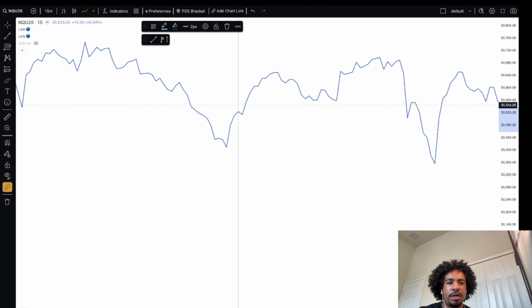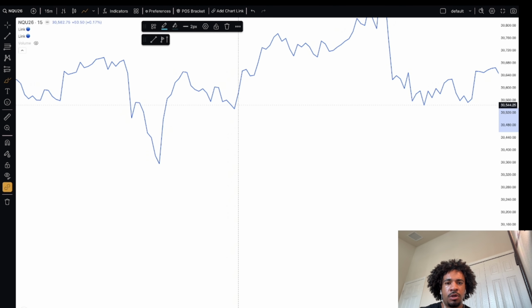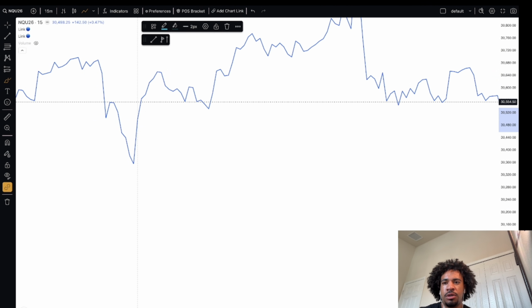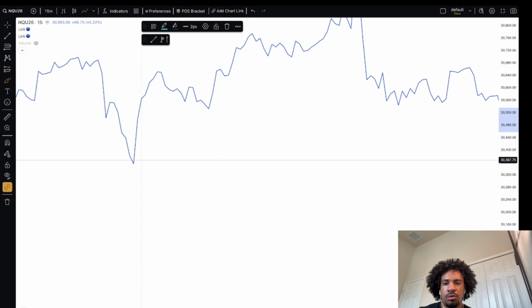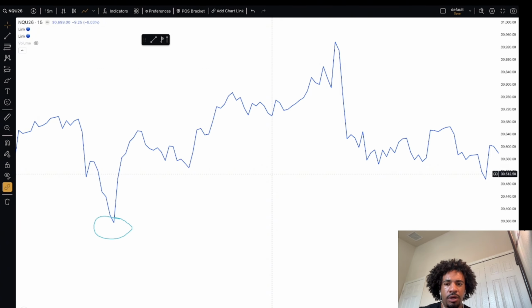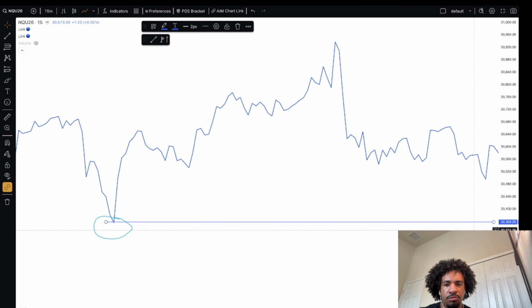Okay, so let me find a good example of that. Okay, here. This one here would be considered our swing low. This is the last low we made before we made a big move up. Boom. So until we break through here and we're trading above this, we can be considered bullish, as long as we don't get a candle that closes below this.